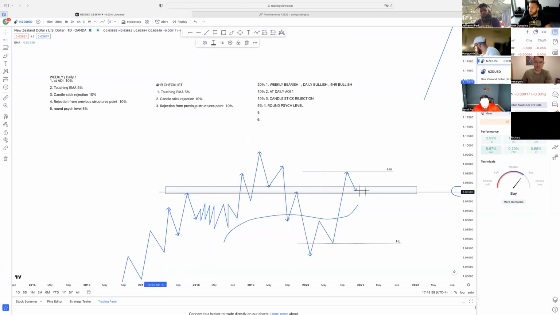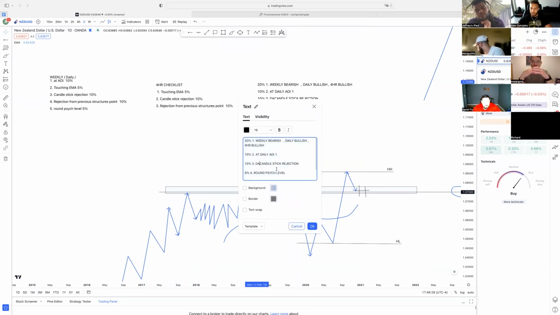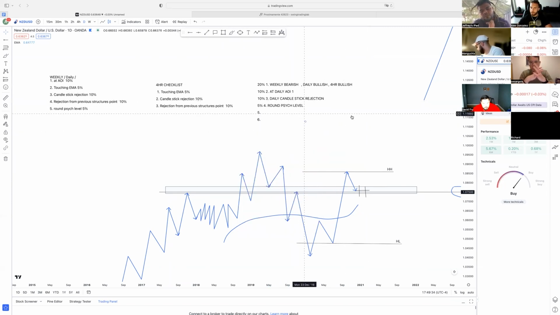If that makes sense, type 1. If it doesn't, type 2. Why isn't the round psychological level valid on the 4 hour? Because it's the same thing. It's the same line just on the 4 hour. If you mark off the round psychological level, you're not going to have a round psychological level on the weekly, on the daily, and on the 4 hour, because it's the same line. It's just on different time frames. If you notice, we just put round psychological level right here. We're supposed to have daily, candlestick rejection, and a weekly or so on, but it's the same level.